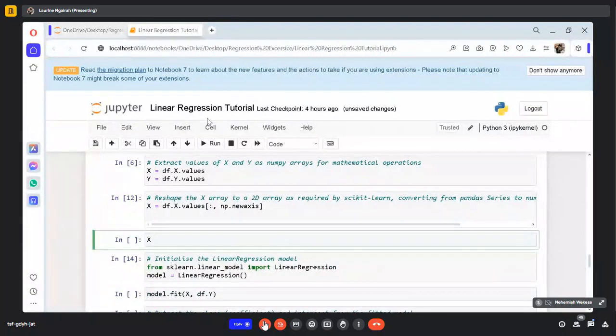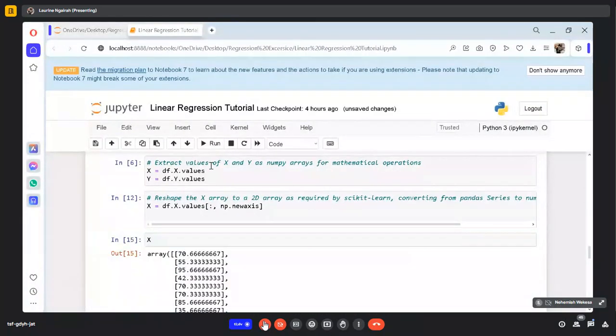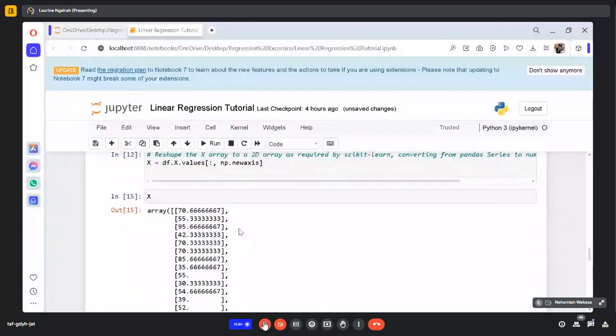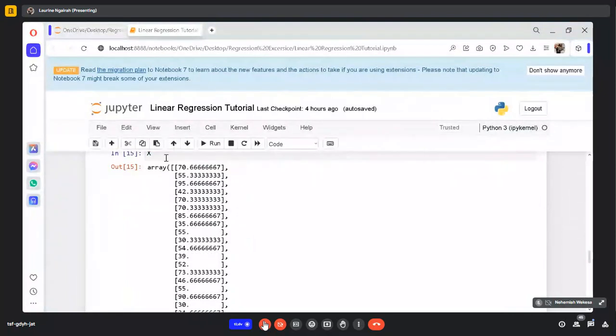I think it will have double square brackets. You've seen? Yes, thank you. Okay.